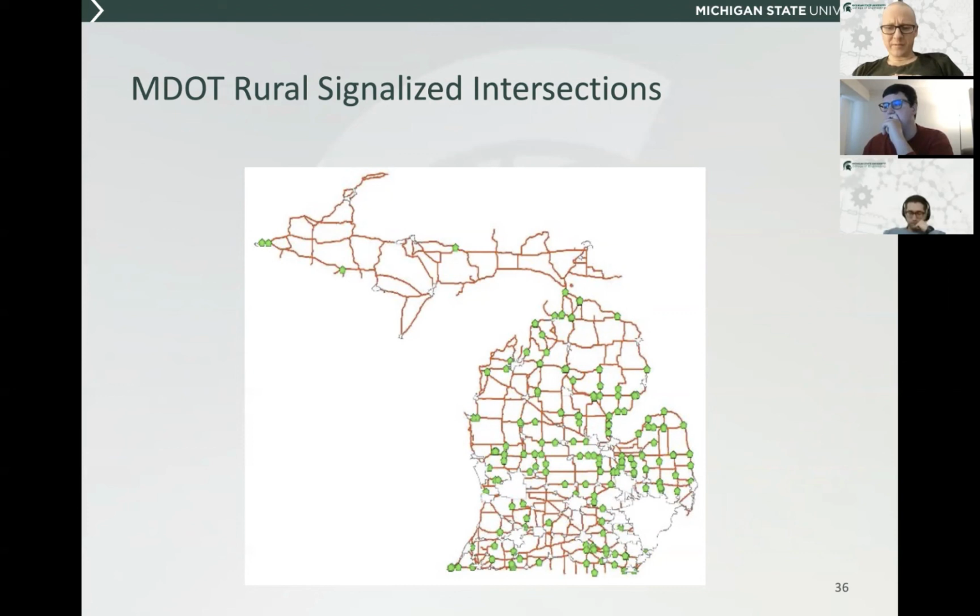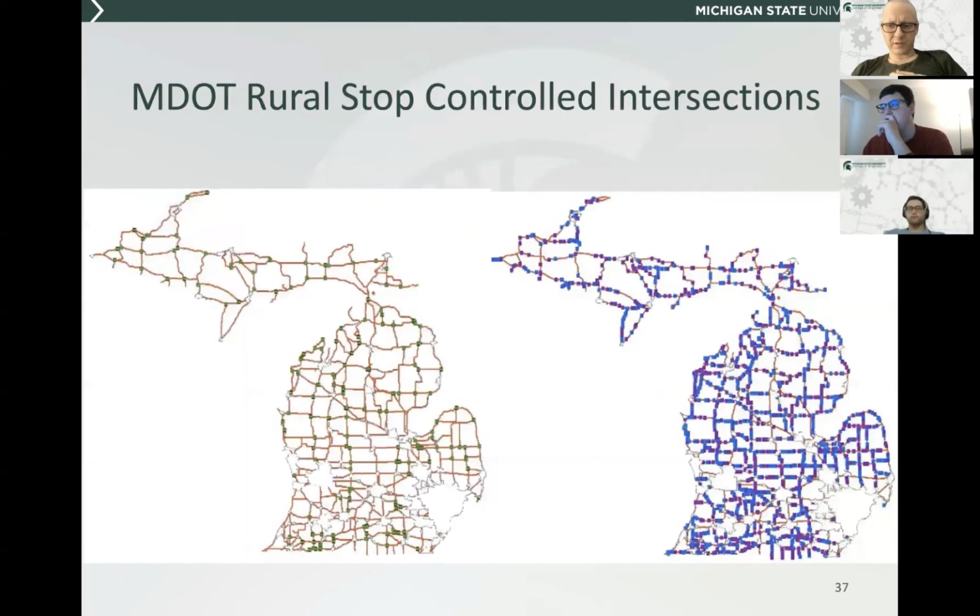Surprisingly, it takes a bit of effort to get to, I don't know, there's got to be a comprehensive database of MDOT signals, but I'm not aware of a comprehensive inventory of all signals in the state, for example. On the MDOT system, there are 195 of these rural signalized intersections. So we've done some dedicated analyses specific to those.